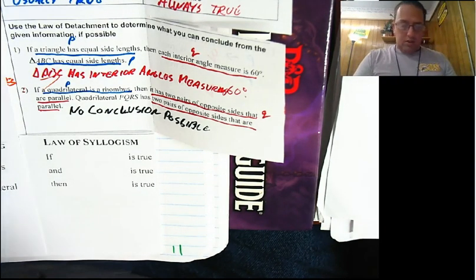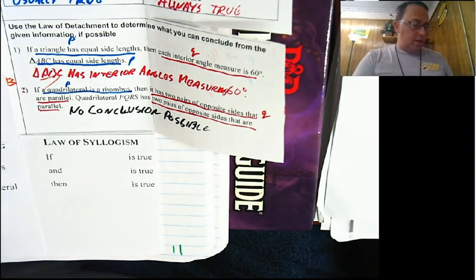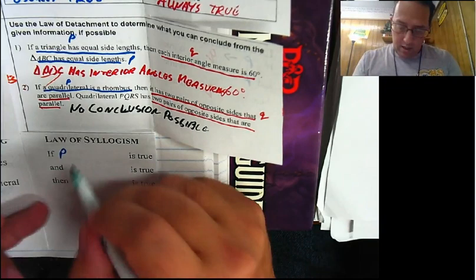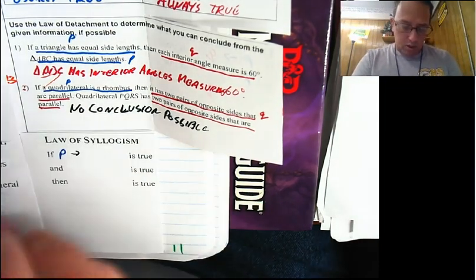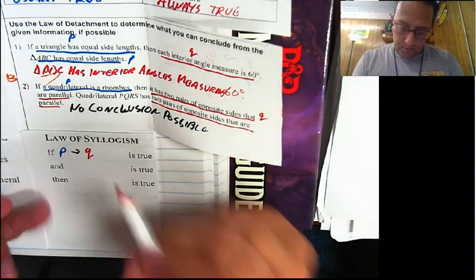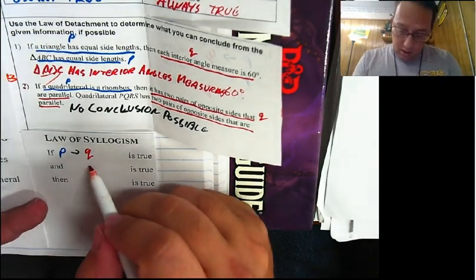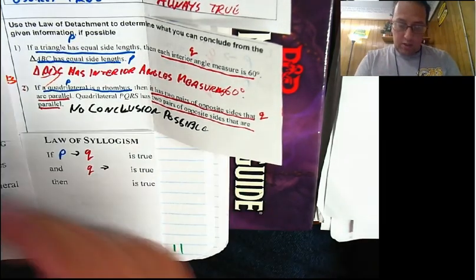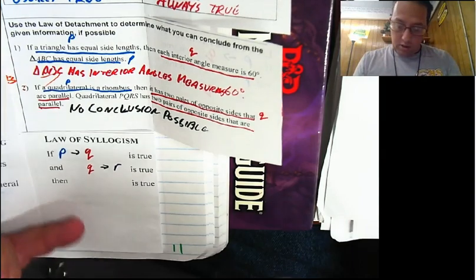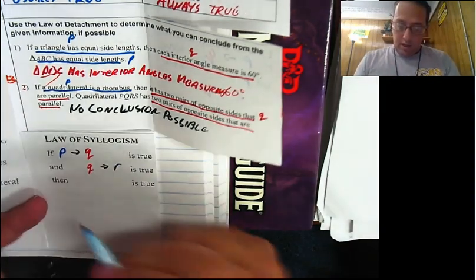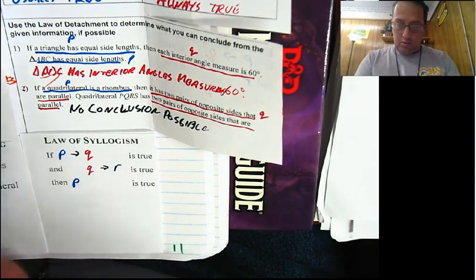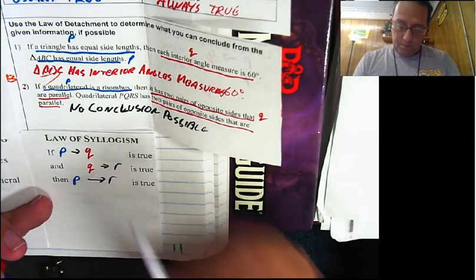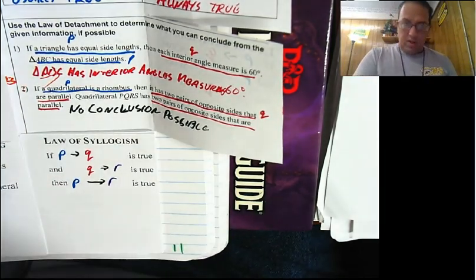And what the law of syllogism says is that if P implies Q is true, and if Q implies R is true, then if P is true, then R is true. Okay? A little weird, but let's take a look at this.